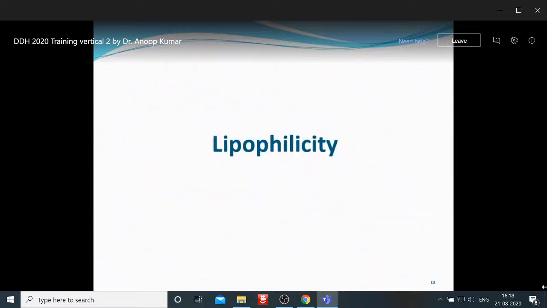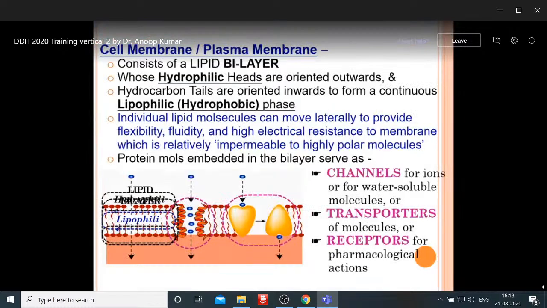Another thing is lipophilicity, which also plays an important role. As I told, if we make a drug much more lipophilic, it will also not cross the cell membranes. Before lipophilicity, I have added one slide about the cell membrane or plasma membrane. You can see it consists of a lipid bilayer. The hydrophilic heads are oriented outwards, and the hydrocarbon tails are oriented inwards to form a continuous lipophilic, hydrophobic phase. So this makes a cell membrane.